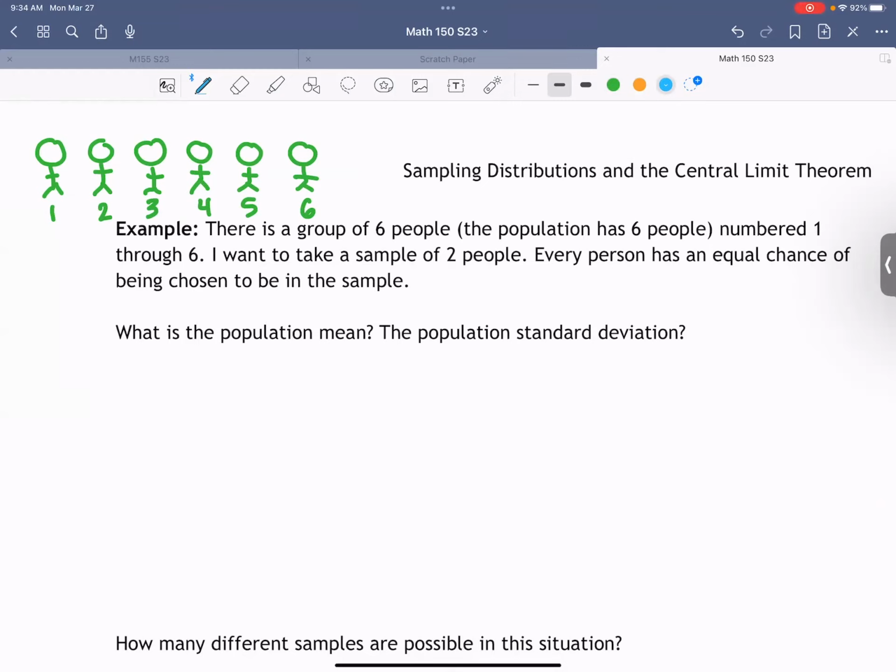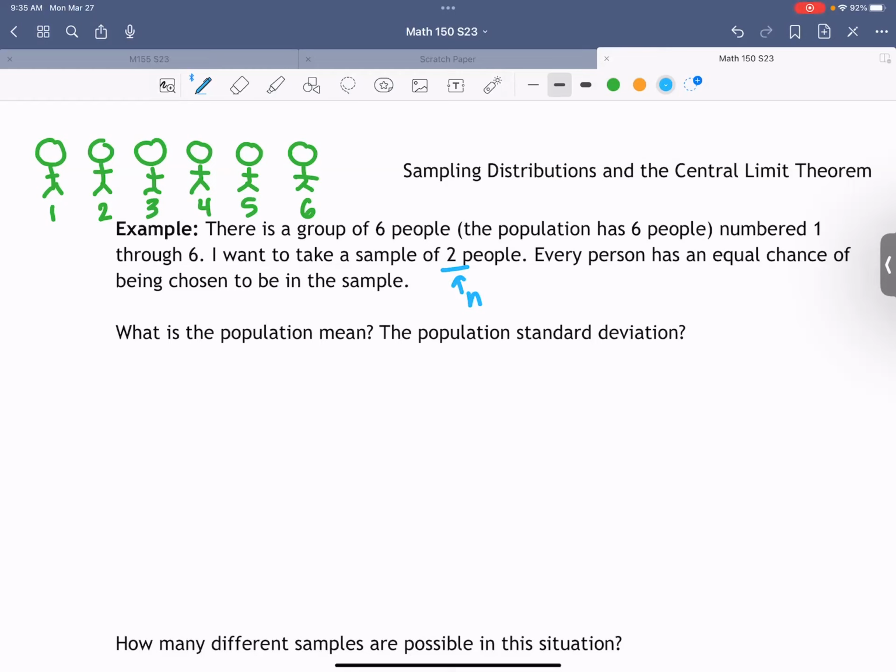Okay, so basically I've created a population. I know that populations are normally really large, but in this situation, we have a population of just 6 people. So it's a very small population. Now, I want to take a sample of 2 people from that population. Remember, our sample size is n, right? So I want to take a sample of 2 people out of that population. Let's just say that every single person has an equal chance of being chosen, so I choose their name out of a bucket or something. First of all, let's focus on the population, and then we'll go into what the samples are.